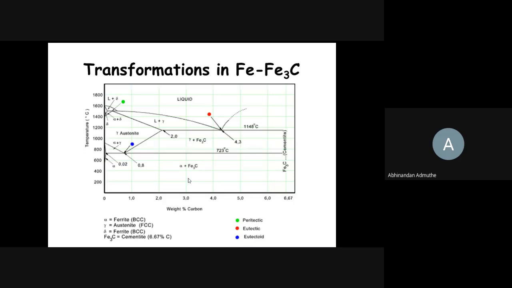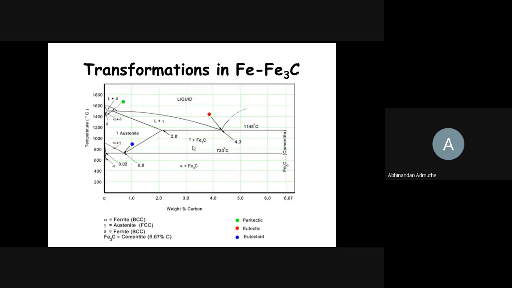So you can see here, three spots indicate invariant points. The first is the blue colored spot here, at 0.8% carbon and 723 degrees centigrade. This we call the eutectoid point. The composition corresponding to this point we call the eutectoid composition, that is 0.8% carbon. And the temperature corresponding to this point is 723 or 727 degrees centigrade, we call it the eutectoid temperature.